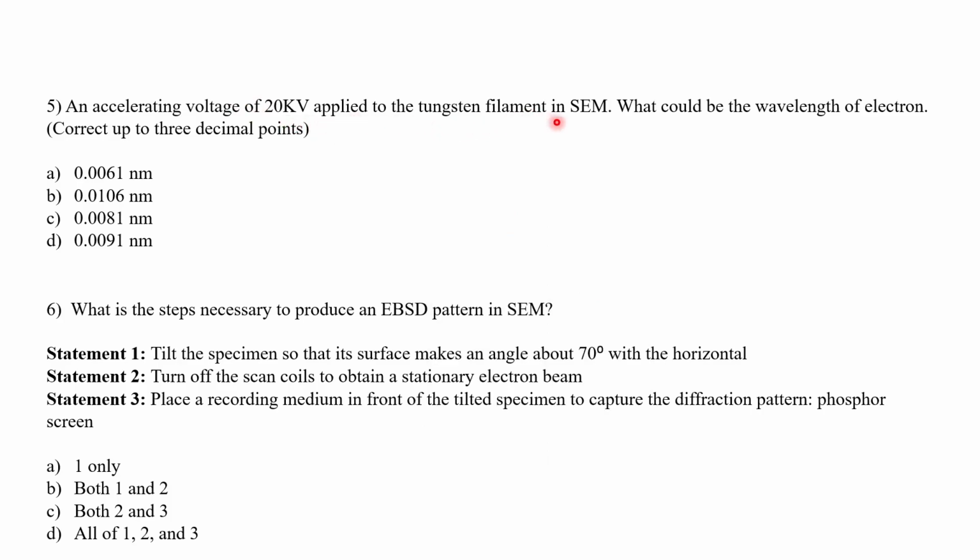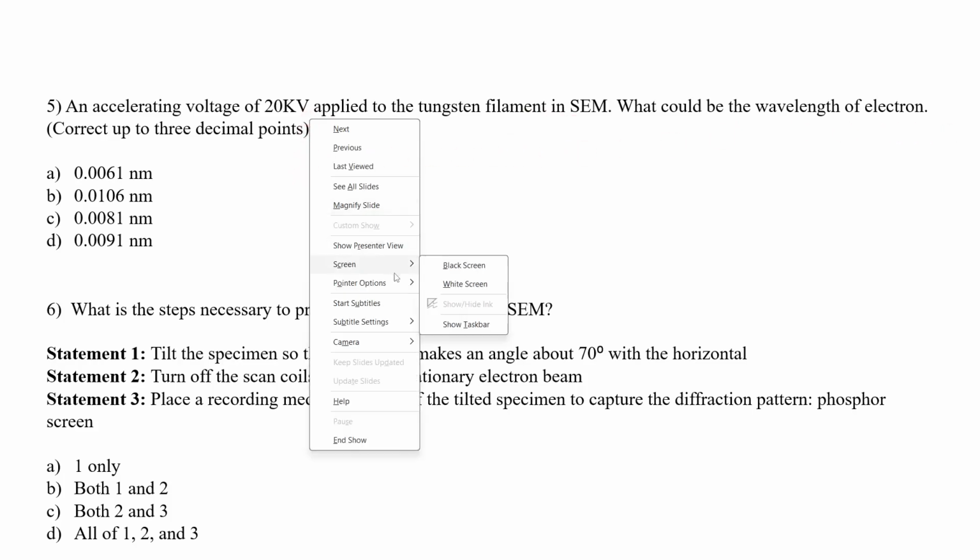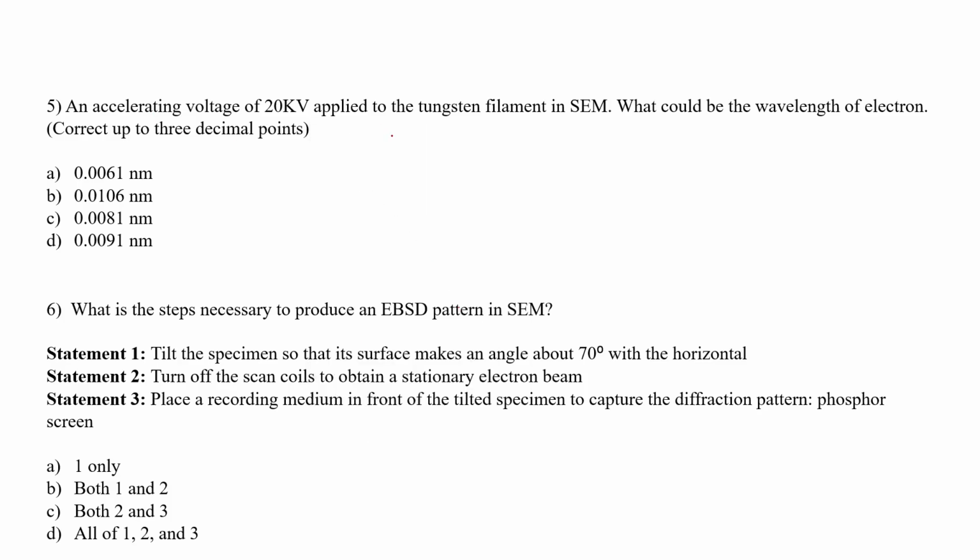Question number 5 says an accelerating voltage of 20 kilovolt is applied to a tungsten filament in SEM. What could be the wavelength of the electron? This is a numerical question, so I'll try to write it down. The accelerating voltage is given as 20 kilovolt, and you need to find the wavelength of the electron.